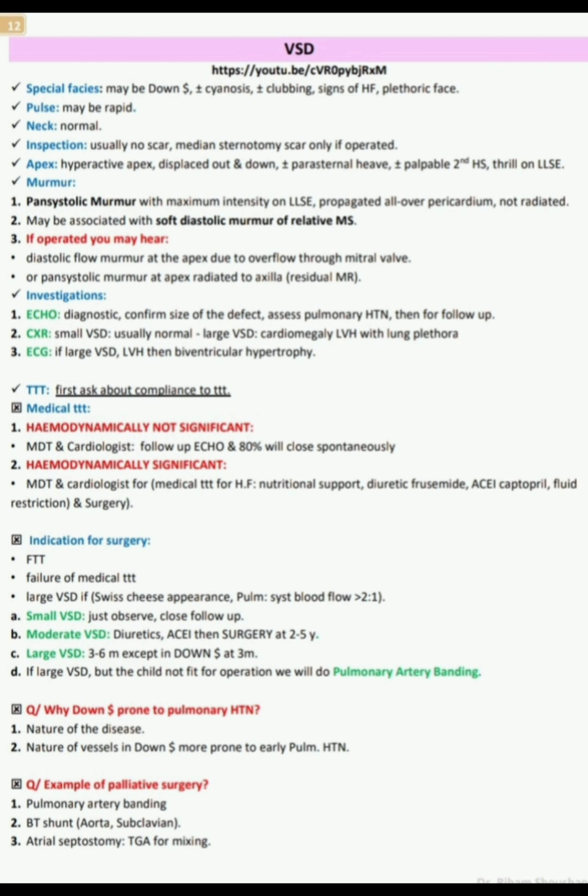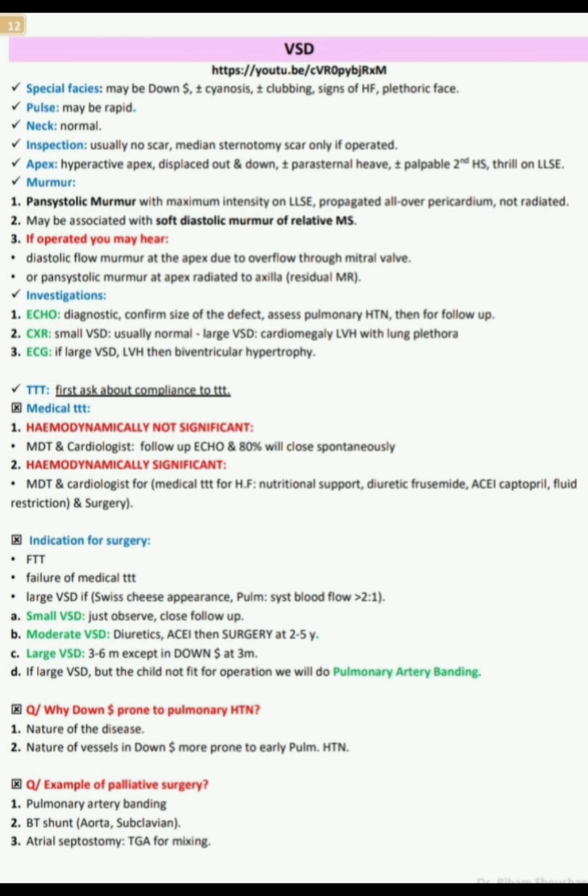What investigations do we find? Investigation number 1 is echo, that is diagnostic, confirms the size of the defect, assesses pulmonary hypertension, then the follow-up. Number 2, chest X-ray: small VSD usually normal, but in case of large VSD, cardiomegaly, left ventricular hypertrophy with lung plethora. Number 3, ECG: if large VSD, left ventricular hypertrophy, then biventricular hypertrophy.